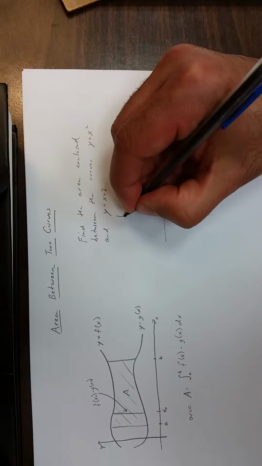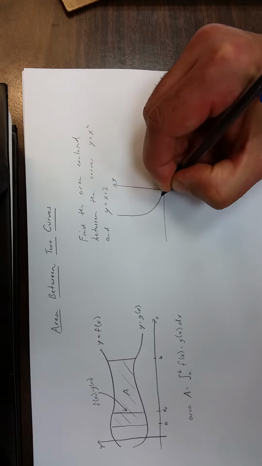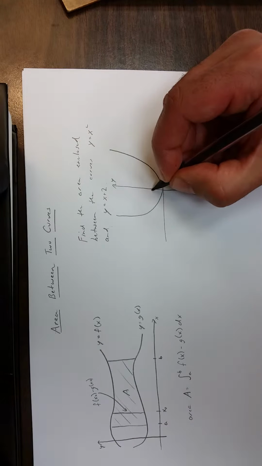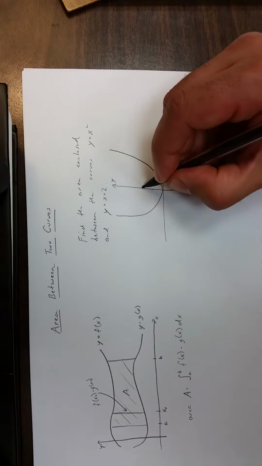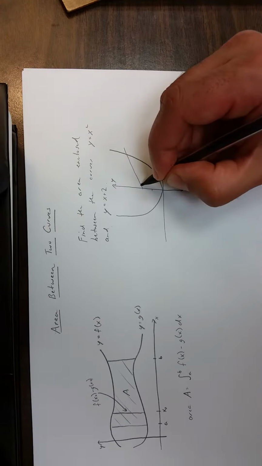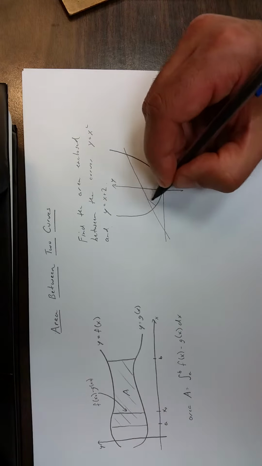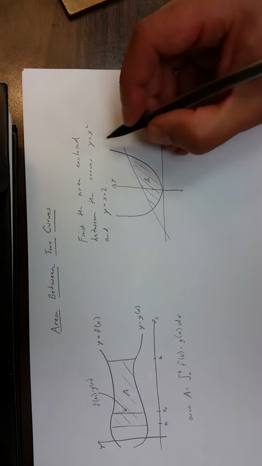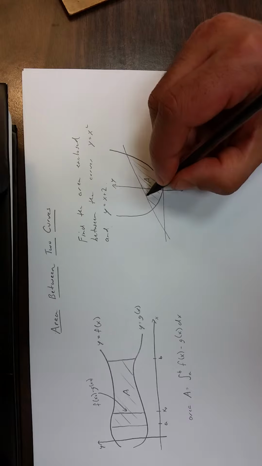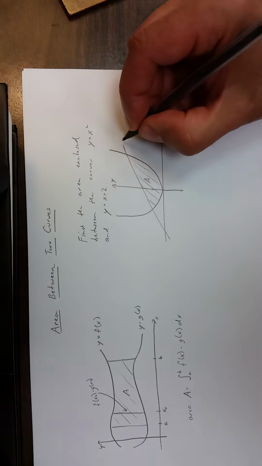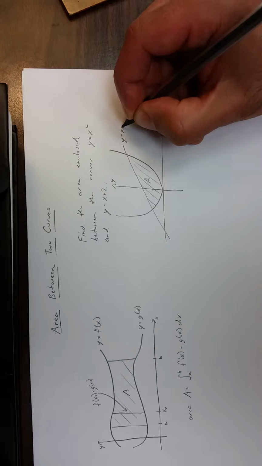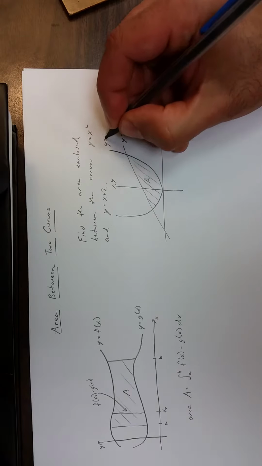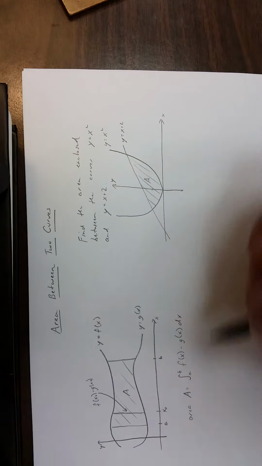y equals x squared, of course, is a parabola. And y equals x plus 2 crosses the y-axis at 2. It's a straight line with slope 1. And we're after this area in here. So in our picture, the top of the region is bounded by the curve y equals x plus 2, so that will be our f of x. And the bottom of the region is bounded by y equals x squared. That will be our g of x.